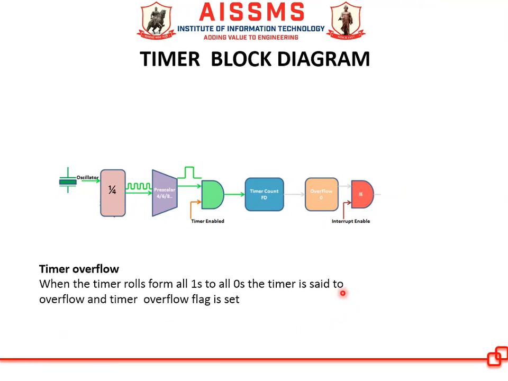So this we've already seen. When the timer changes its state from all ones to all zeros, we say that the timer has overflowed, and then the timer overflow flag is set. So this is the timer overflow flag.